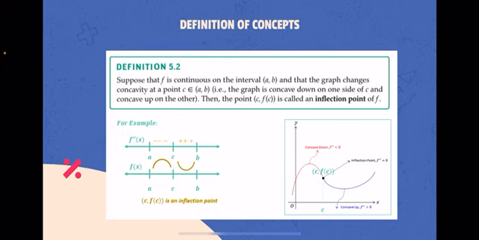As shown in the figure, at (c, f(c)), which is the inflection point, on the left of it the graph is concave down because f double prime is less than 0, and on the right it is concave up because f double prime is larger than 0, as shown in the number line. At the left there is a negative and on the right there is a positive.